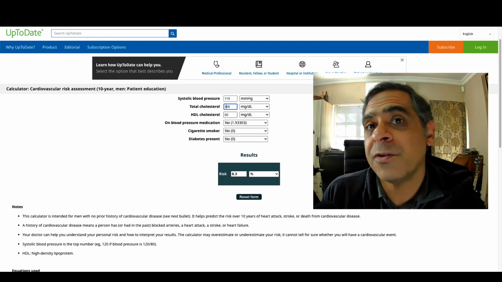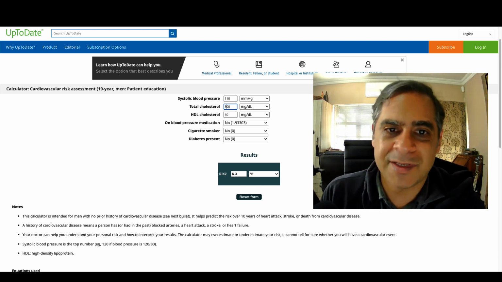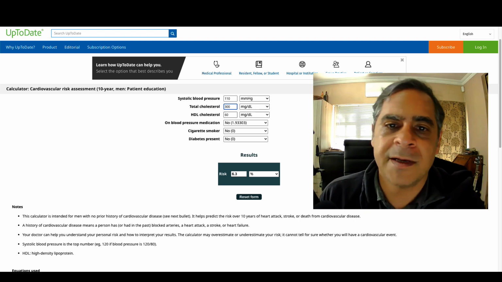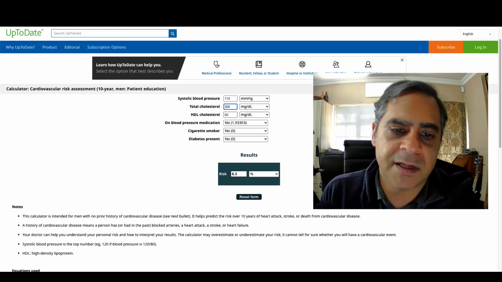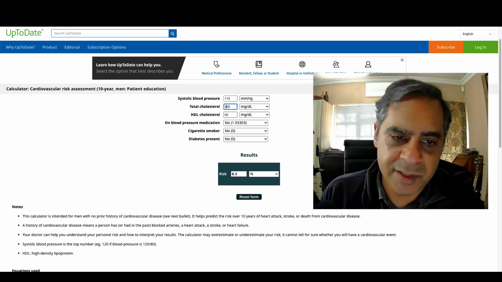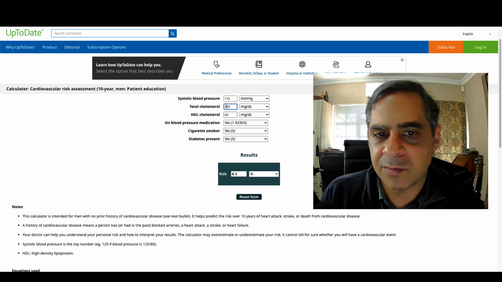But if you want to go from a 30% risk to a 6% risk, which in my view is far more important, that's when you don't worry about LDL. You worry about all these other things. You worry about your diabetes, you worry about lowering your blood pressure.